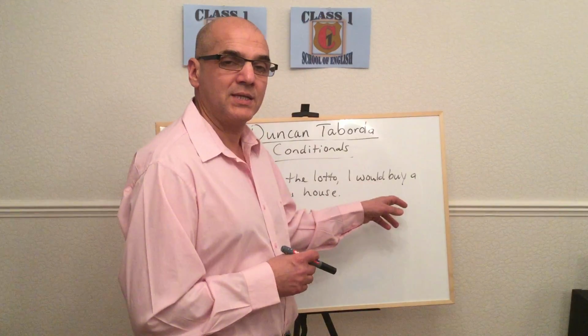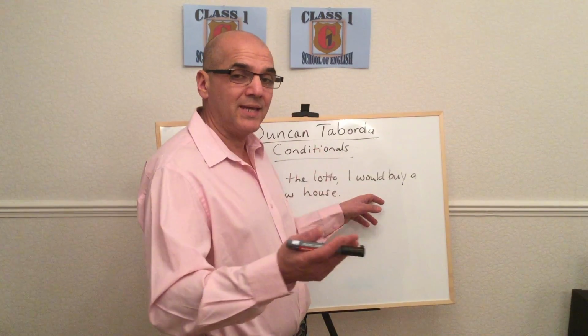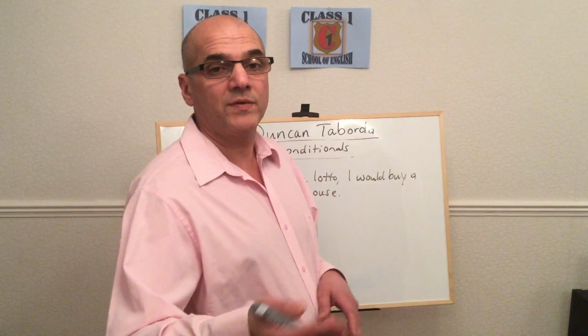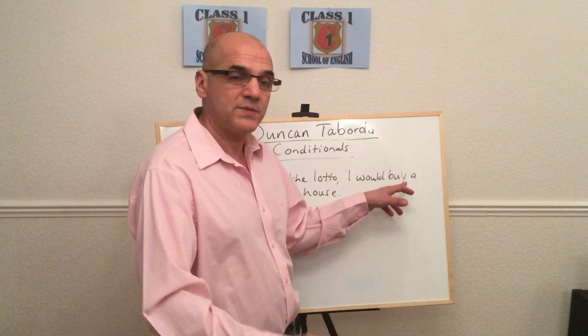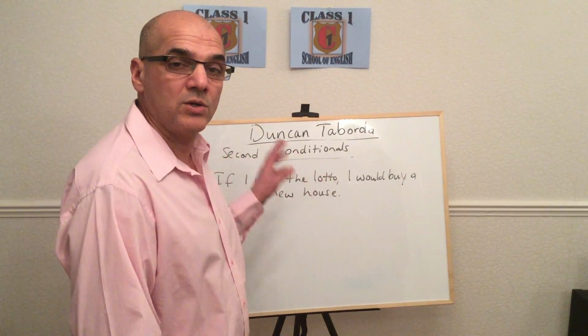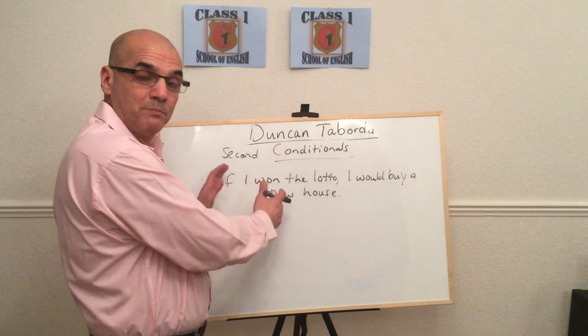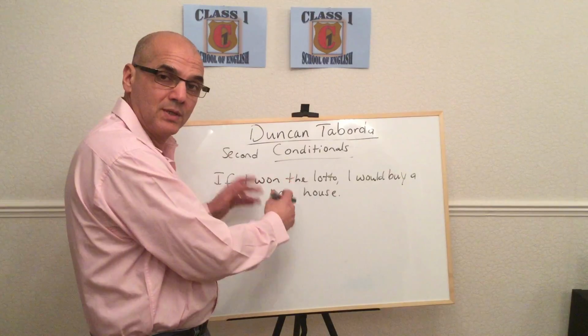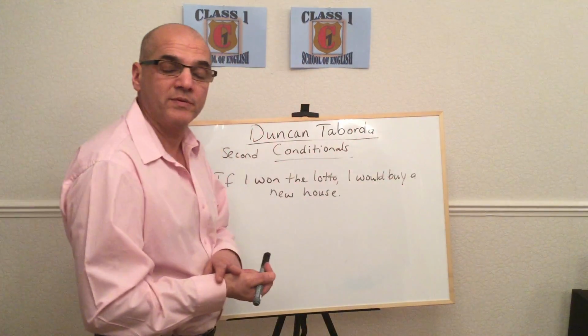So in the resulting clause, you've got the modal verb would. Again, like I said before, after the modal verb, nothing. The verb doesn't change. The second verb is always the base form. I would buy a new house. Okay. So look at this structure now. After the if clause, it's past simple. In the resulting clause, would plus the base form of the verb.